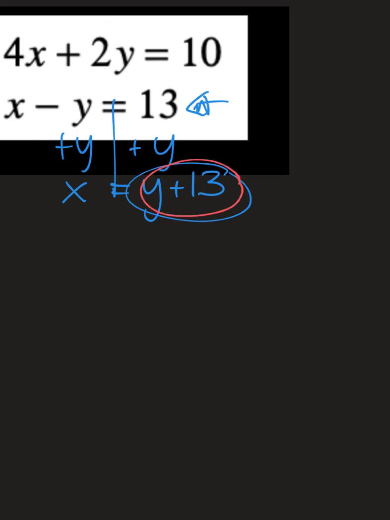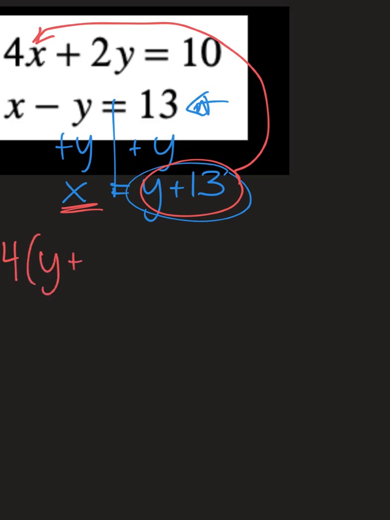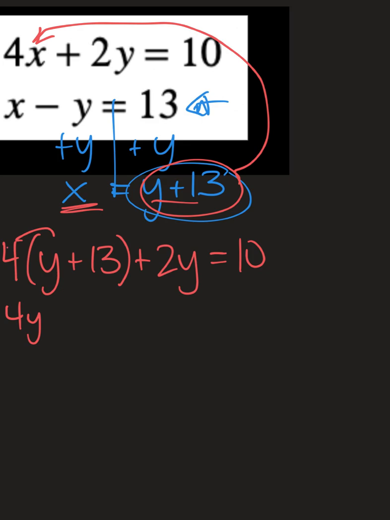Let's use red. I'm going to plug it in for y up here. Or sorry, I apologize, that is not correct. I'm going to plug it in for x because it's isolating x. So I have 4 times, parentheses are 100% crucial here because I do have to distribute in this case, plus 2y equals 10. So 4 is being multiplied by everything that x represents, which in this case is y plus 13. So 4 times y is 4y. 4 times 13 is 52.